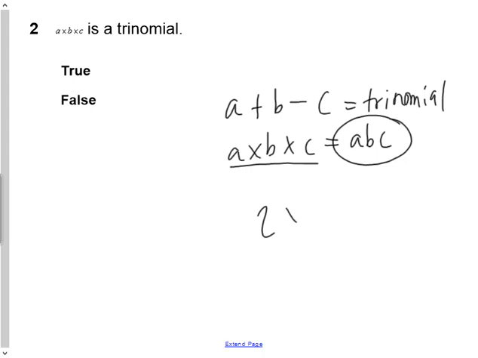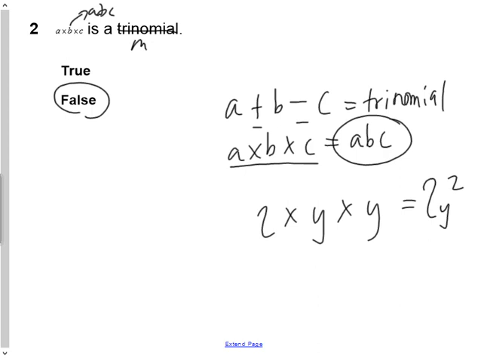Similarly, if I put 2 multiplied by y multiplied by y, this would actually be written, if I was to simplify it, as 2y squared, which is also a monomial. So the product of parts does not make a monomial, binomial, trinomial. It is the sum or the difference of more than one term that determines whether it's a binomial, a trinomial, or a polynomial. In this particular case, it's actually one term, the product of A, B, C, and therefore it's false. It's a monomial.